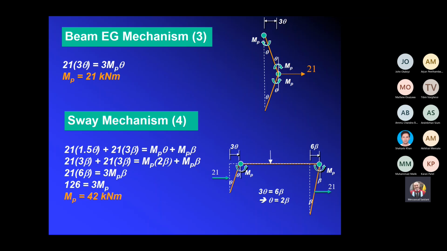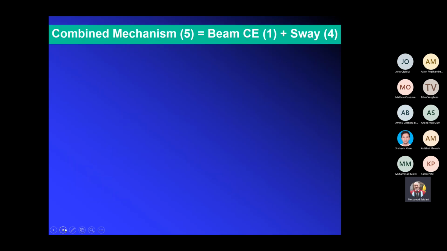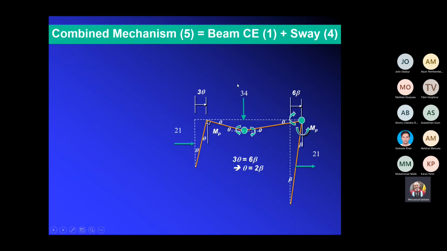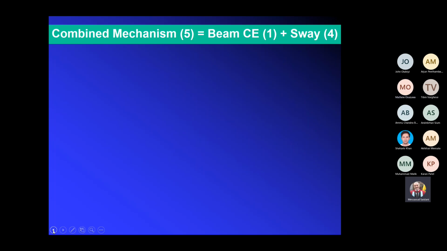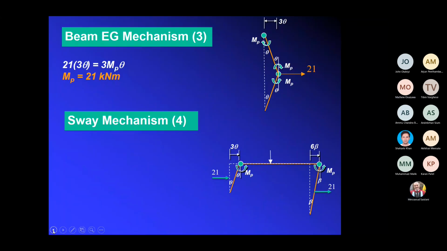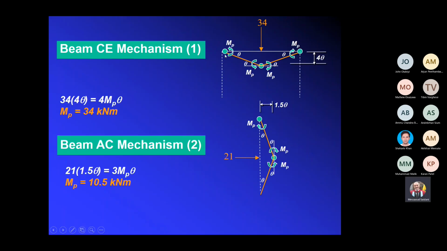The first obvious mechanism is to combine the sway and the beam mechanism. So that's one possibility. Let's look at them one by one. This is the sway here, and we combine it with beam CE, this beam. So I will go back one step, if you want. I'm taking this mechanism here, and I'm going to combine it.